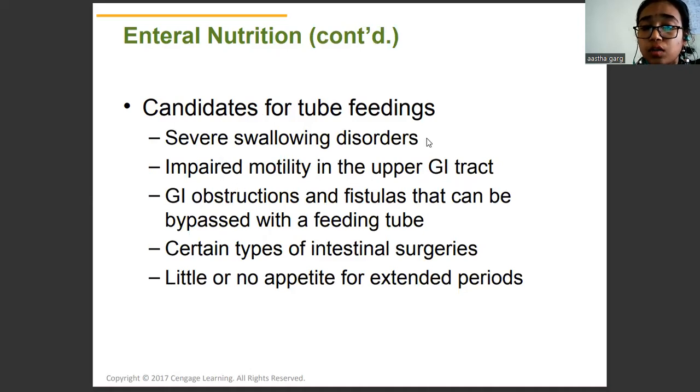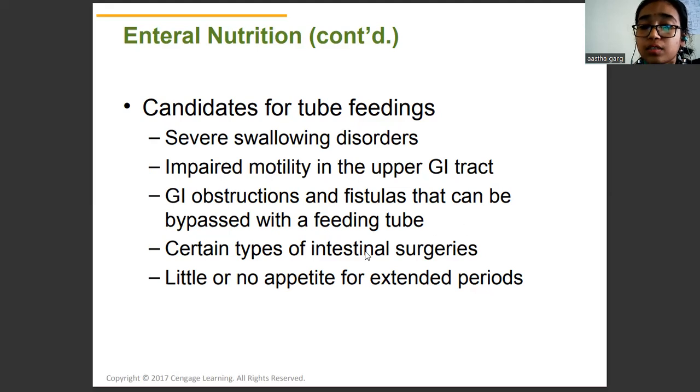Now, what are the conditions for tube feeding? These would be the criteria when tube feeding would be provided. The first of them is severe swallowing disorder. If a person cannot swallow food, his or her GI tract is not functioning, there is some type of obstruction or fistulas, that is some type of obstruction inside the GI tract. In those cases, tube feeding would be provided so that we can bypass those obstructions and the feeds can be provided to the patients.